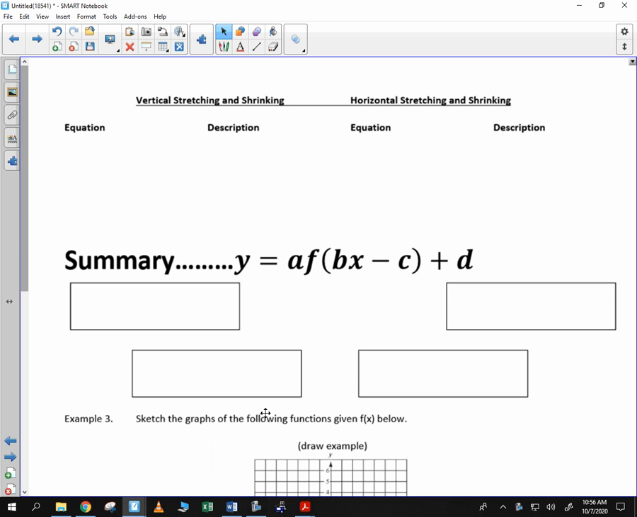Okay, folks, here we are. We are in the midst of our transformations unit, and this is our last lesson. Now we're going to pick up with vertical stretching and shrinking.